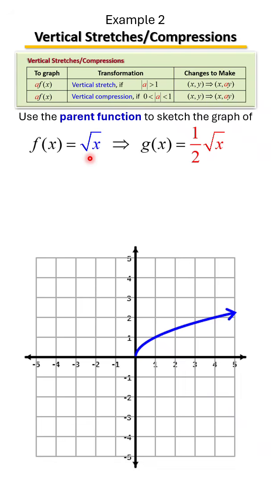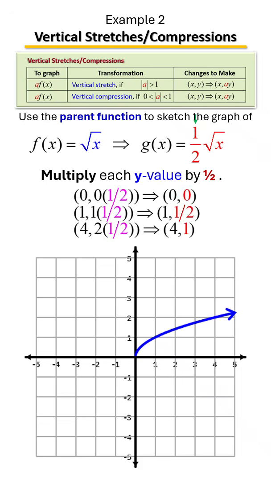So here we have the square root function again. This time, notice the transformed graph, you see a half outside in front. Whenever you see a number out front and it's a fraction, that is a vertical compression. To accomplish that, we're going to multiply that number, which is 1/2, with each y value. So I'm going to take those same points we had and multiply their y values by 1/2. When we do so, this is what we're going to get.